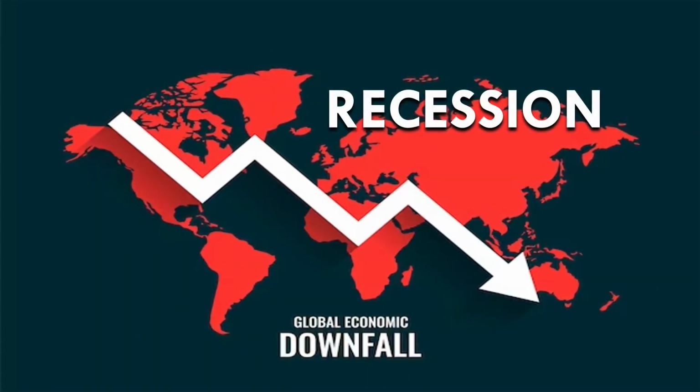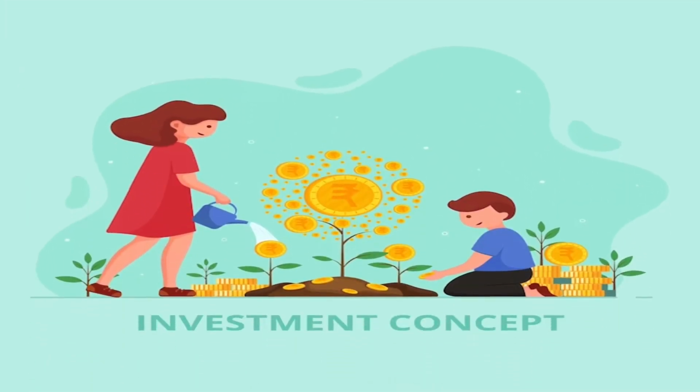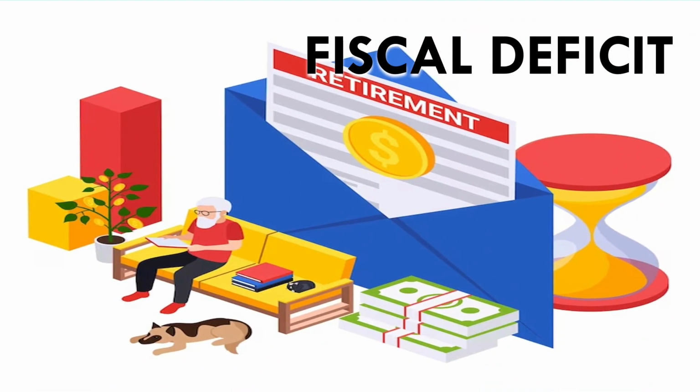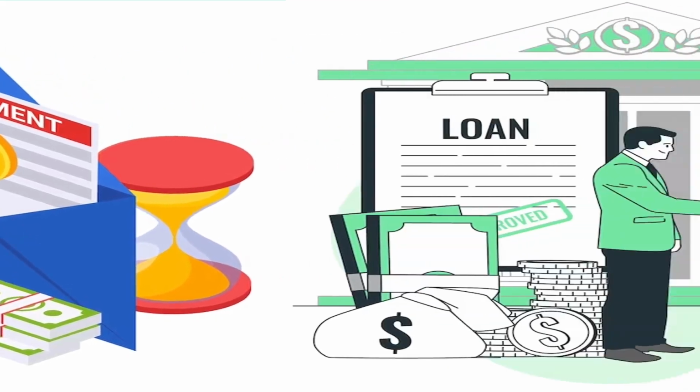Economic stimulus. In times of economic downturn or recession, governments may increase spending to boost economic activity. This can include investments in infrastructure, unemployment benefits, and tax cuts to encourage consumer spending. Social programs. Governments often allocate funds to support social programs like healthcare, education, and welfare. These expenses can contribute to a fiscal deficit.